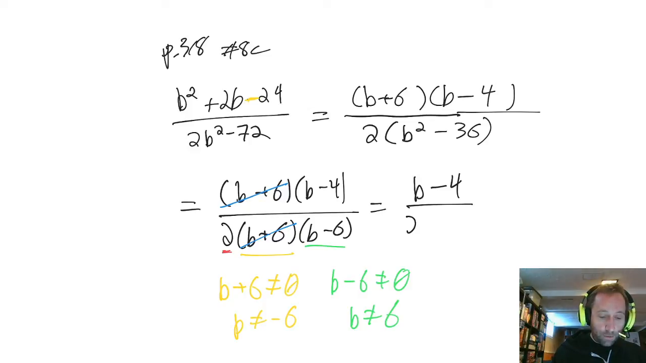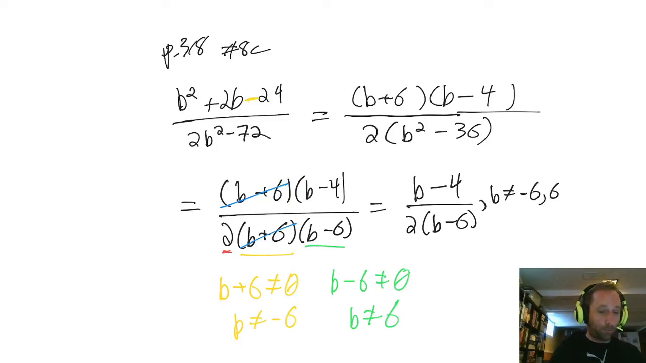So depending on your teacher, they may prefer that left in factored form, or they may prefer that be written as 2b minus 12. I'd probably accept either one. So with the caveat that b cannot be equal to negative 6 or b cannot be equal to a positive 6.